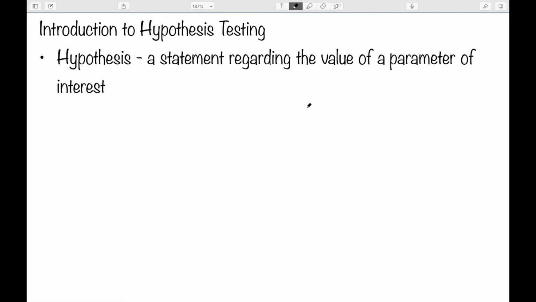In this case, the hypothesis is a statement regarding the value of a parameter of interest. We do have a parameter that we're interested in, in my example, blood pressure, and then the statement regarding that it is lowered. And so we want to look at testing that hypothesis, deciding whether a certain hypothesis is true for a given parameter. So, deciding, does this new drug actually lower blood pressure?